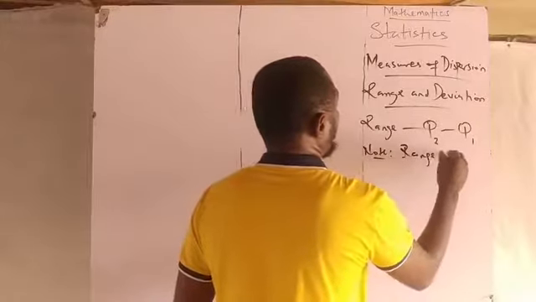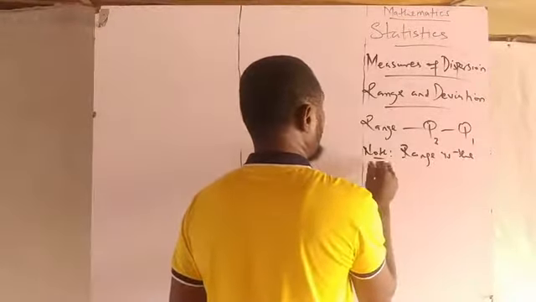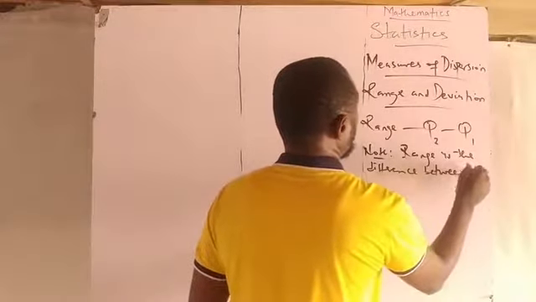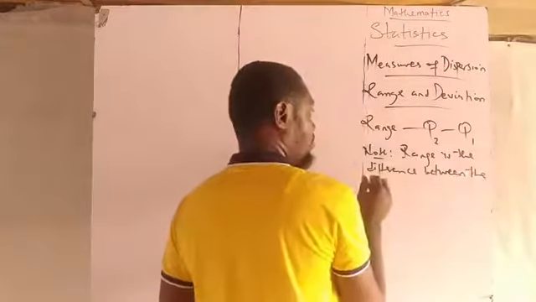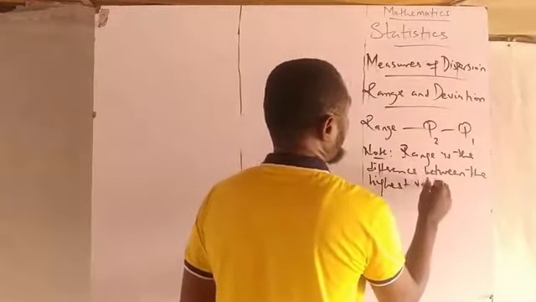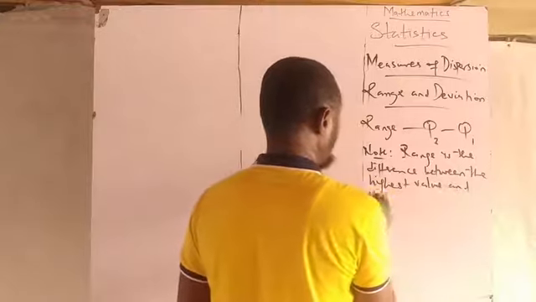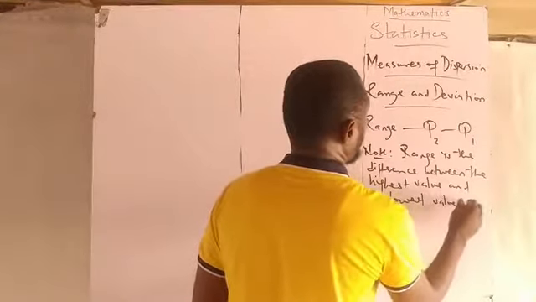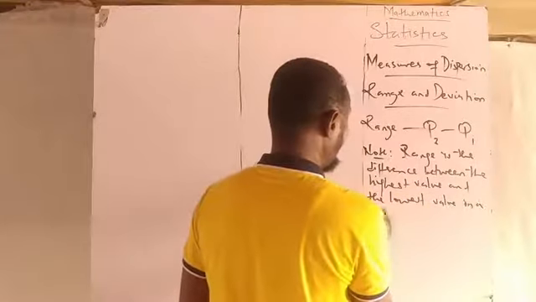Range is the difference between the highest value and the lowest value in a given distribution.